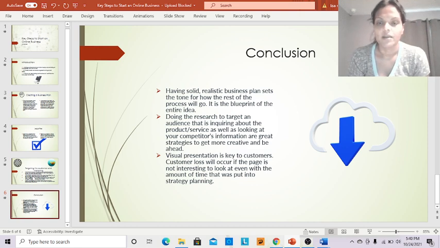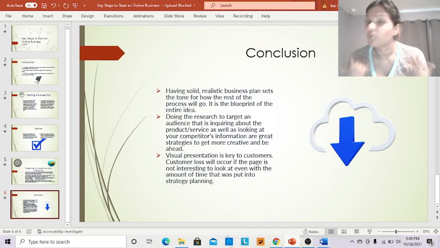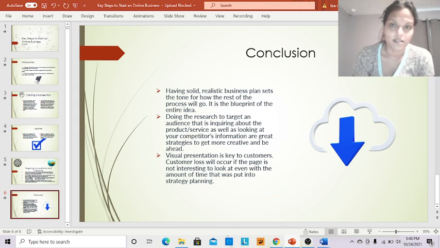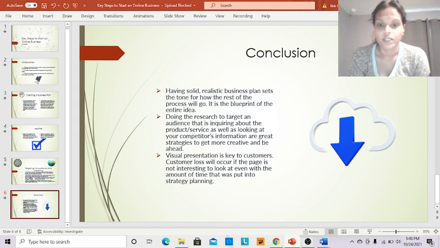The website that you are creating for your business has to be appealing to the eye. You want to make sure that as soon as someone goes on your website, it's not boring in any way. It has maybe images or catchphrases that they will be interested in.